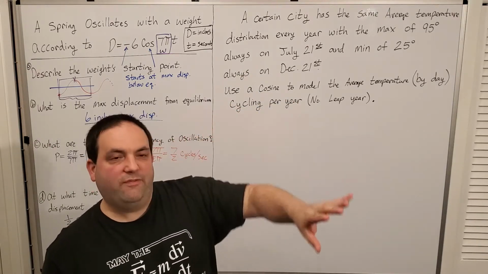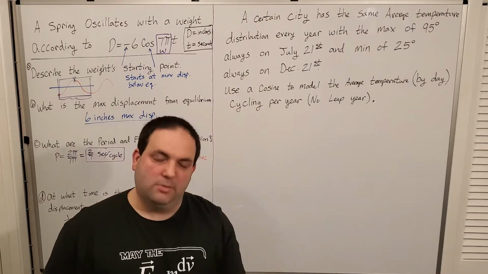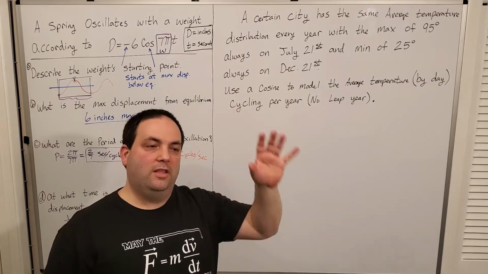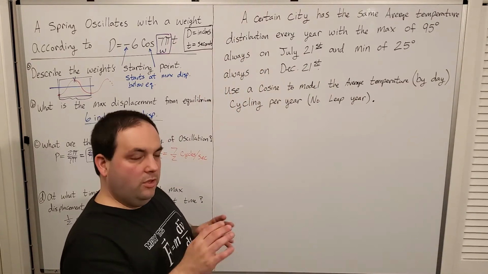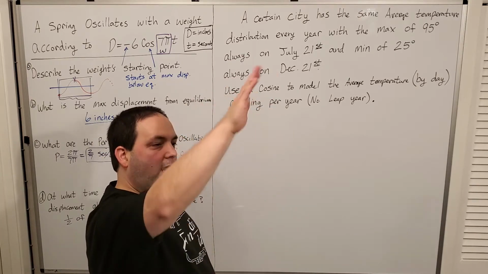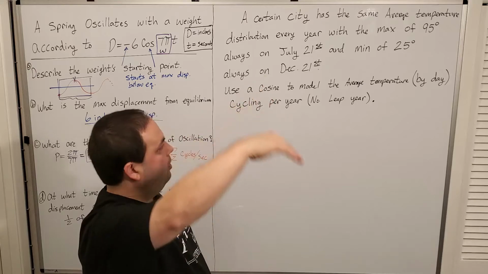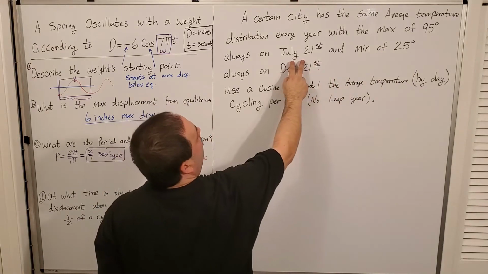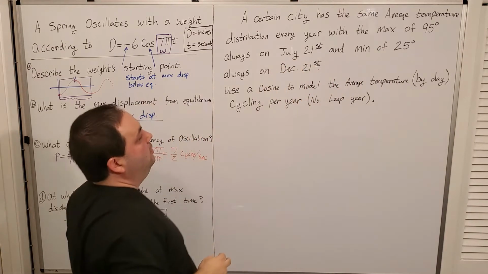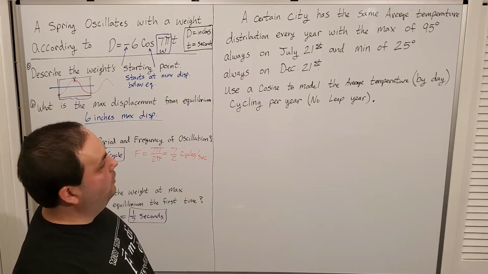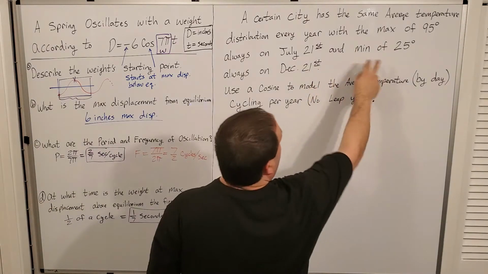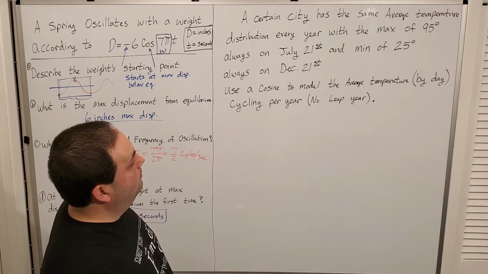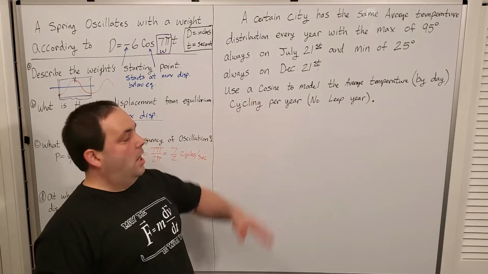So January 1st is the same as the next January 1st, is the same as the one before it, right? And April 30th is the same as the next April 30th as the one after that. At every time of the year, those always match. And it's just oscillating between those temperatures constantly, okay? So the maximum occurs on July 21st of 95 degrees. And the minimum of 25 degrees occurs on December 21st. Okay? So it wants us to make a cosine model of this.